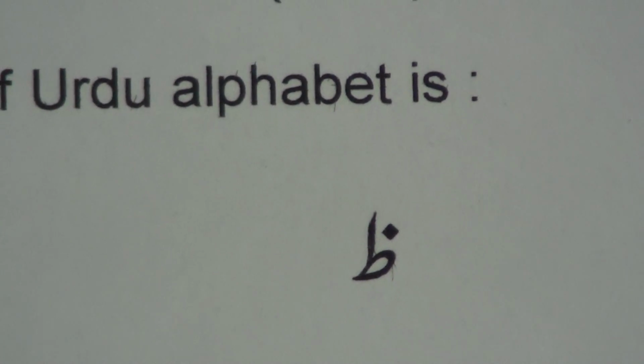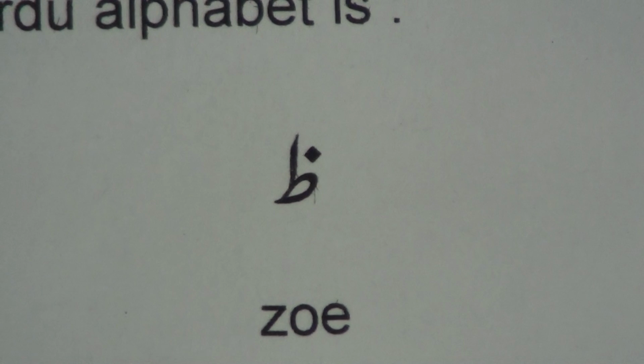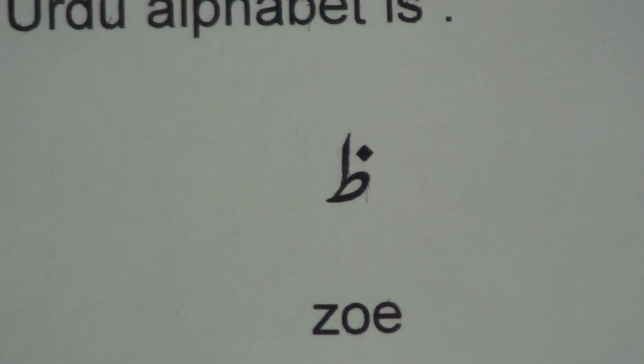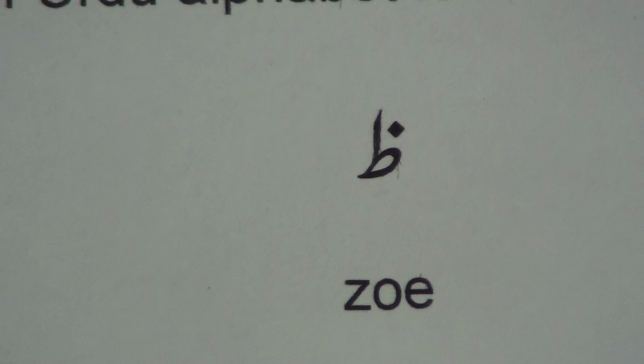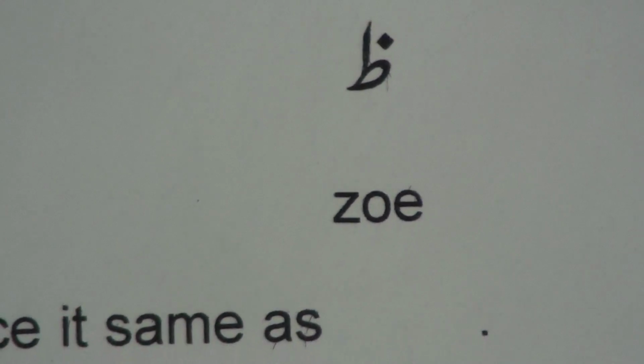Another letter similar to toy is zoe. The only difference between toy and zoe is that we put a dot on toy and it becomes zoe. Its sound in Arabic is different, but most Urdu speakers pronounce it as the z sound, the sound of z.